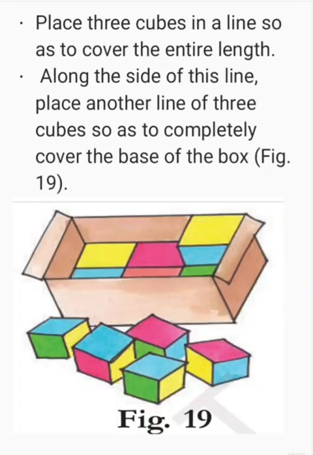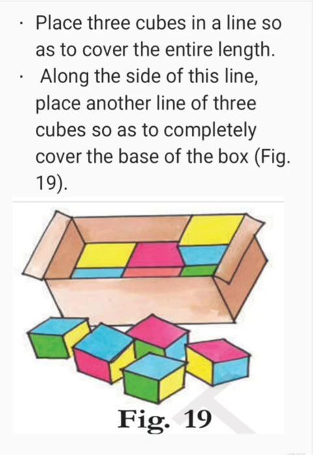Place 3 cubes in a line so as to cover the entire length. Along the side of this line, place another line of 3 cubes so as to completely cover the base of the box, figure 19. Place more cubes over this set of blocks, so that the total space is occupied by the blocks. Calculate the number of cubes occupying the rectangular box.